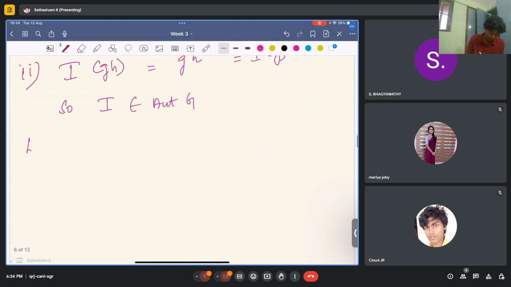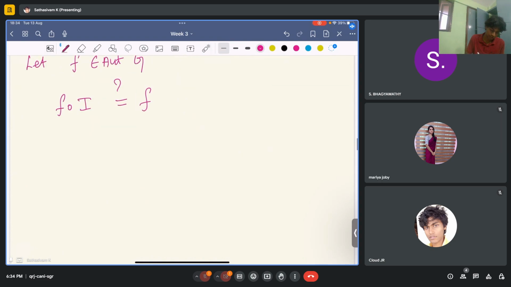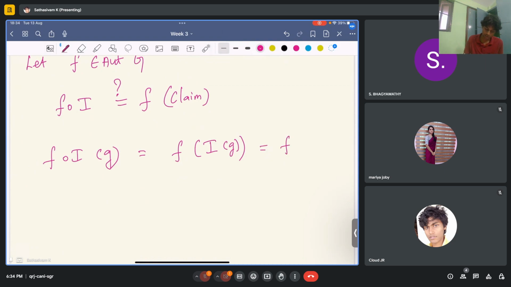Now let's look at, let's say suppose F belongs to automorphism. What we are claiming is F compose identity is nothing but F. Okay. So this is the claim. So let's start with that. What is F compose identity of G? Okay. This is nothing but F of identity of G. But identity of G is just G. So this is equal to F of G.